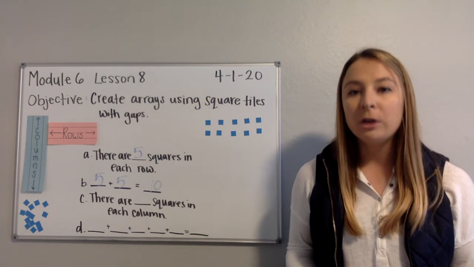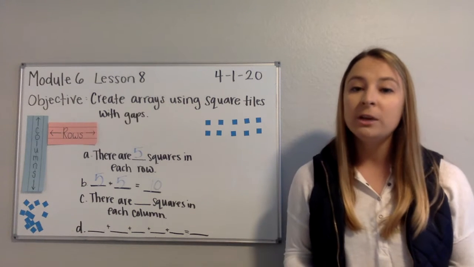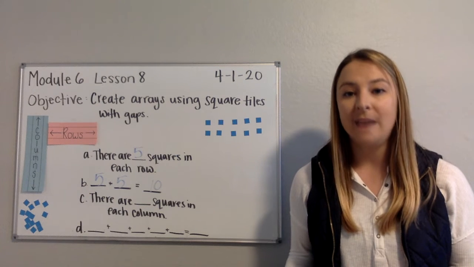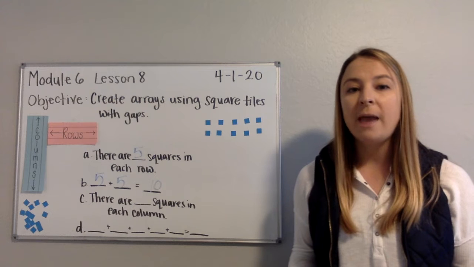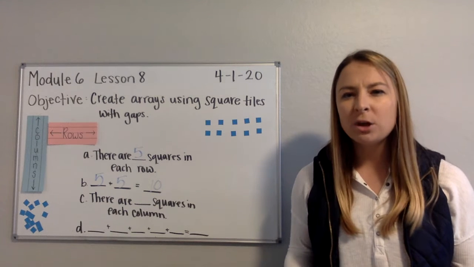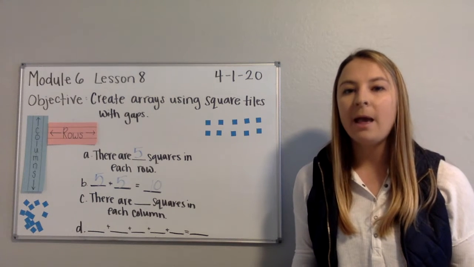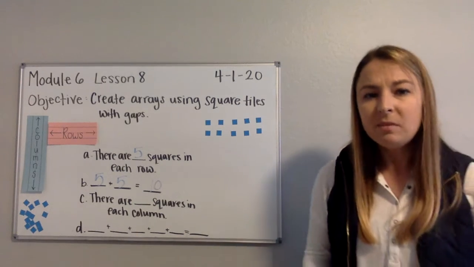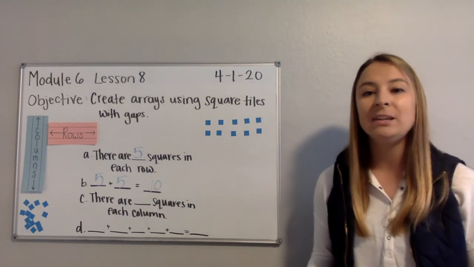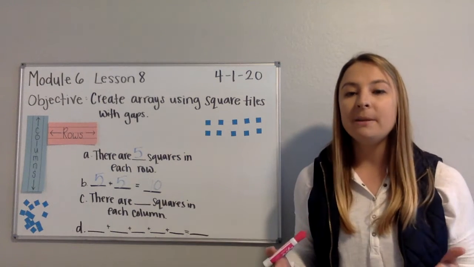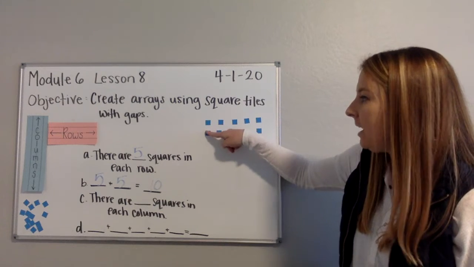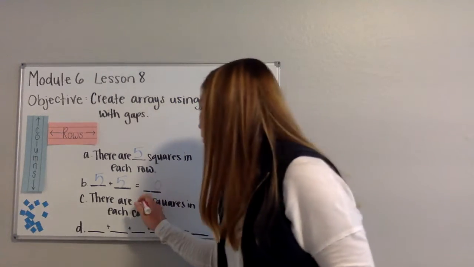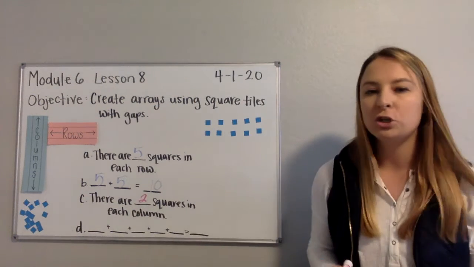Yesterday we were working on looking at arrays in different ways. First looking at it in the amount of rows it has, and second looking at the amount of columns it has. So now that we've looked at this array with the number of rows, we're going to switch our thinking and look at the same array, but look at the number of columns. So part C is a statement saying there are blank squares in each column. So now I'm thinking up and down in my columns, and I can see that each column has 2 squares. So there are 2 squares in each column.